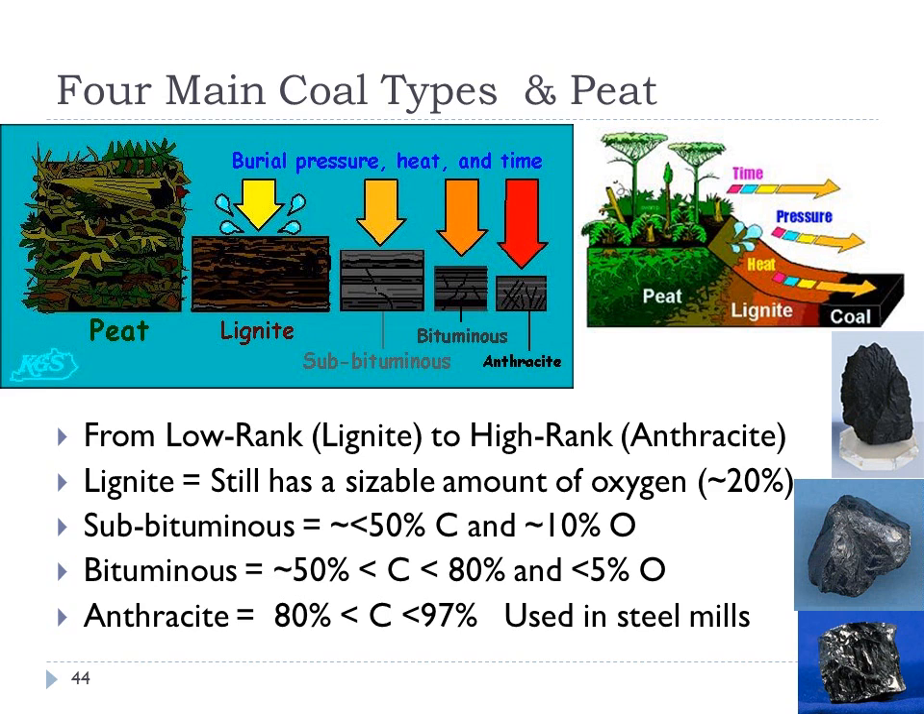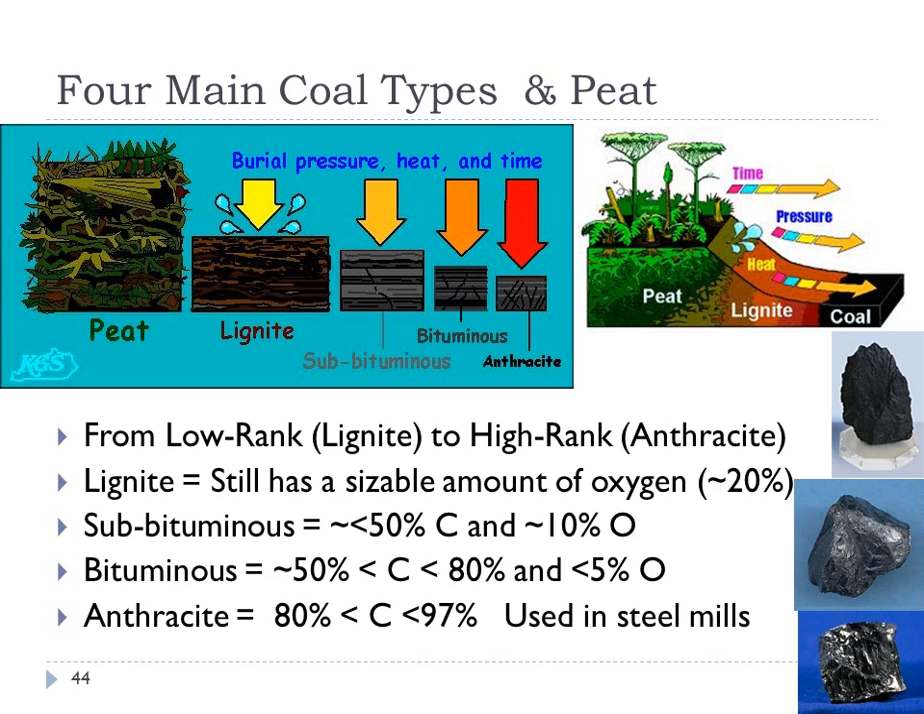So when the biomass doesn't spend much time underground, that's called peat, and peat is pretty much biomass. It looks almost exactly like, and has the same chemical composition as, biomass. If you put enough pressure, time, and heat, biomass will turn into what's called lignite. And here you start losing some of the hydrogen and oxygen that was in biomass.